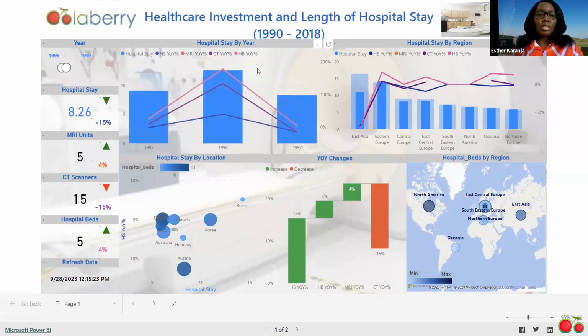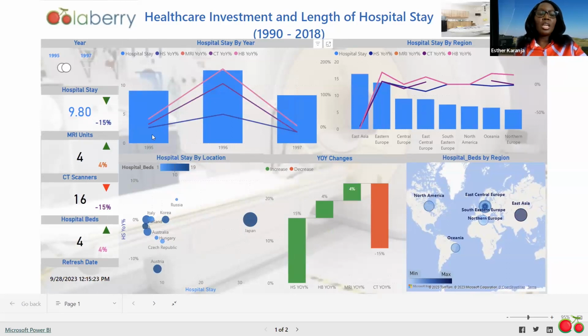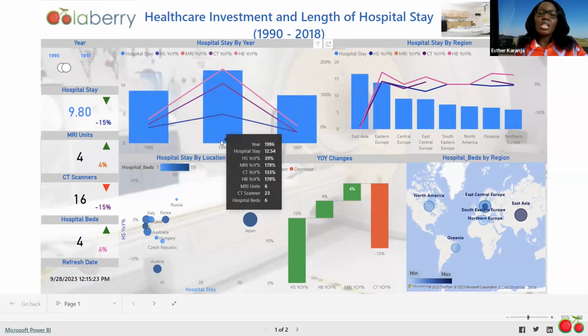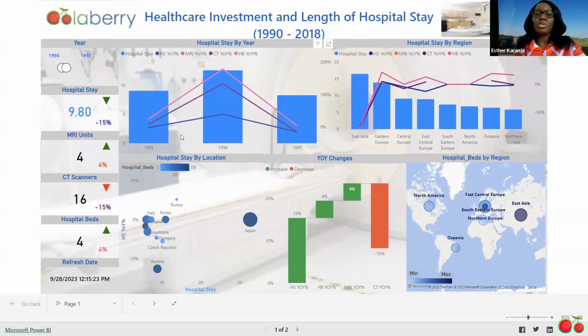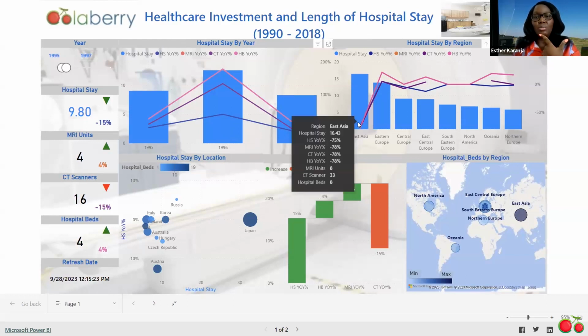So with that said, we can totally say that in the year 1995, when the number of hospital stay was lower, they did not invest much. And then when it came to 1996, when it went up, we see that by investing in the CT scanners and MRI units and hospital beds, it had an impact because in the following year, we see the number going down. So we can safely say that investments here played a major role to bring the number of hospital stay down.